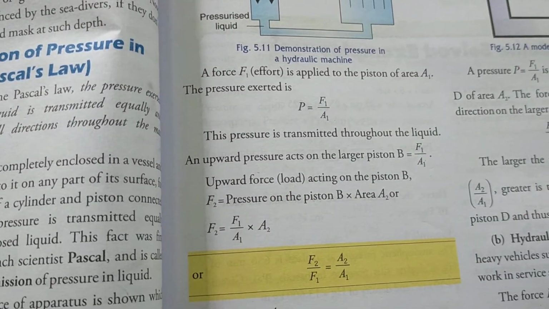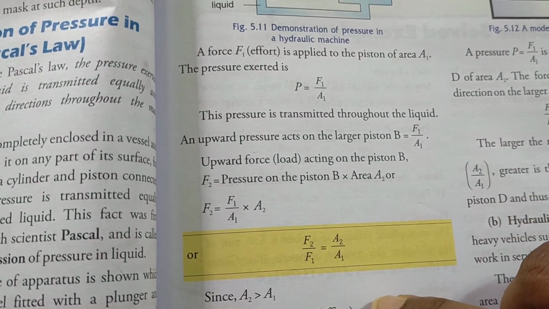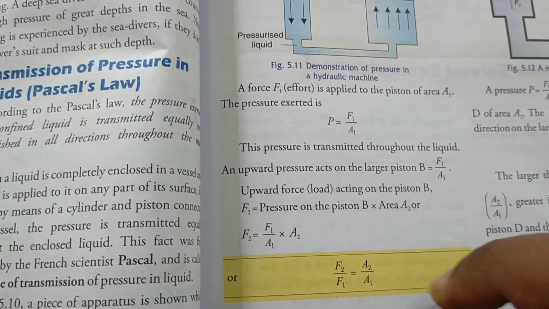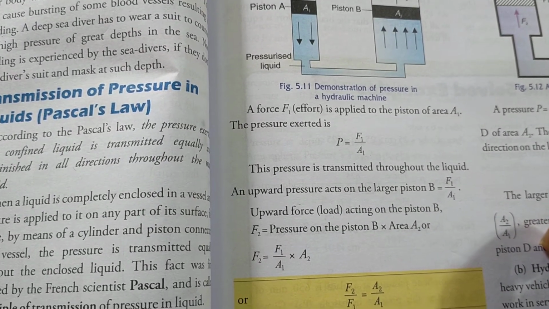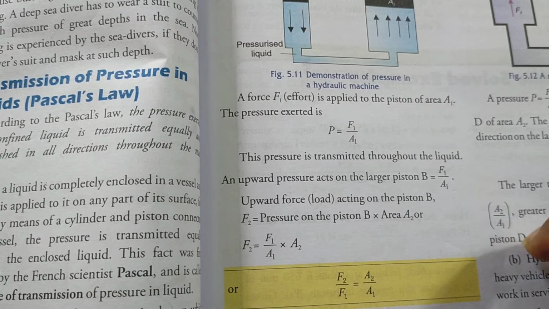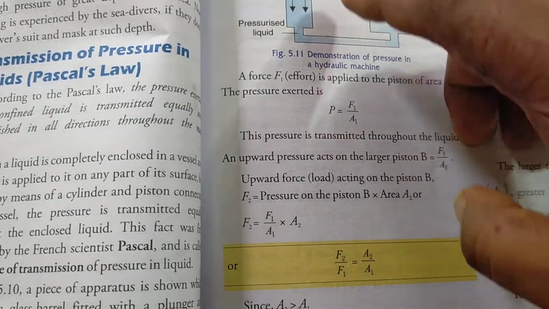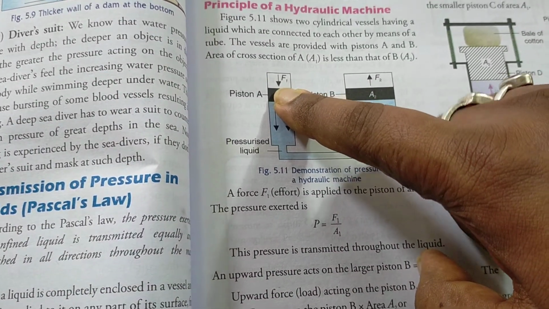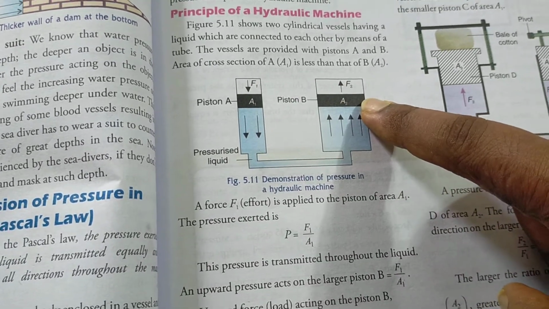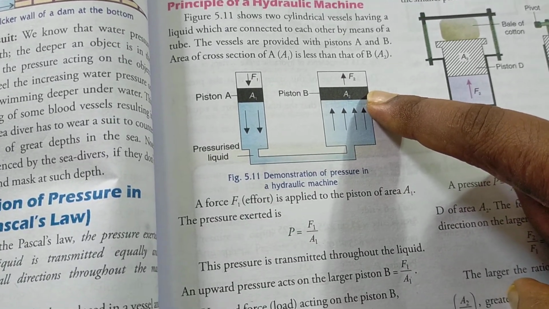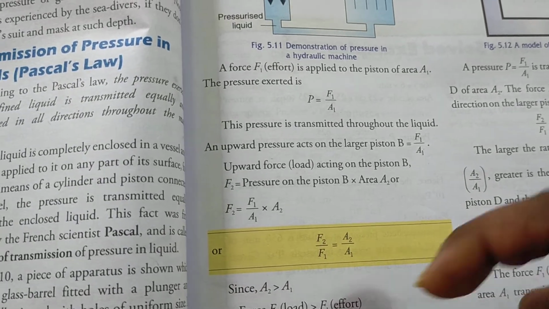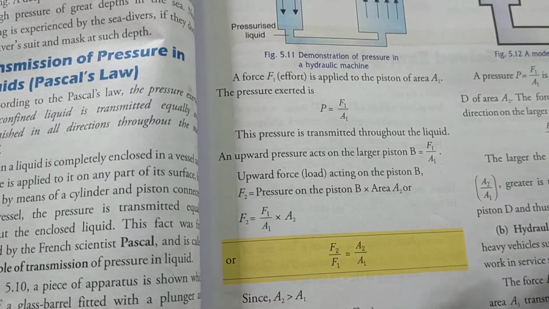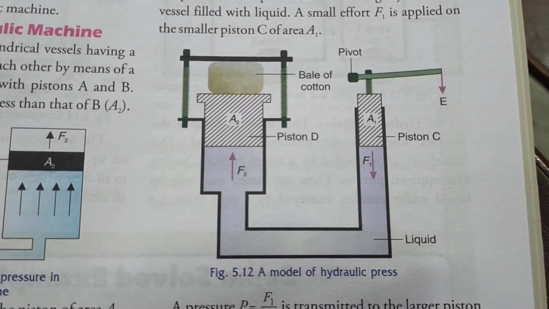So Pascal's law states that when a pressure is exerted in an enclosed vessel, it gets transmitted equally in all directions. Therefore, a force applied on a smaller cross section produces a larger force at the other end. So F2 by F1 equals A2 by A1, or you can say F1 by A1 equals F2 by A2. The same concept is used in the hydraulic press.